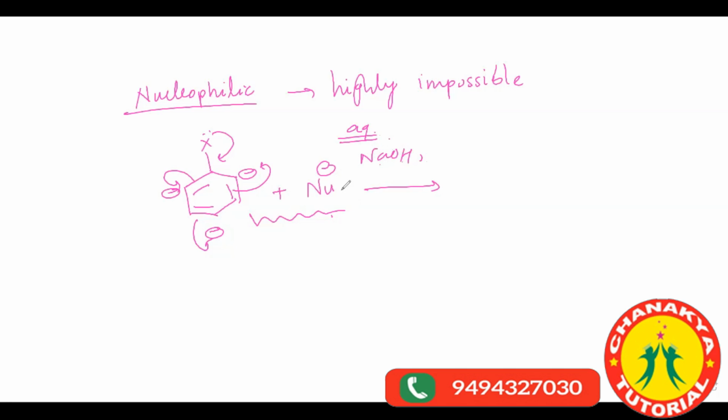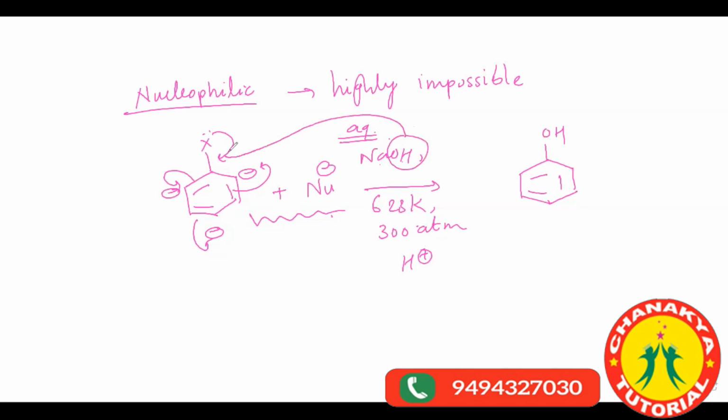Now here, the temperature condition is what? 623 Kelvin temperature you have to introduce. And at the same time, you have to increase the pressure to 300 atmosphere. And later you have to do the protonation by adding H plus ions. You will get this one, benzene ring with OH. It means OH acts as a nucleophile and it replaces your halogen.